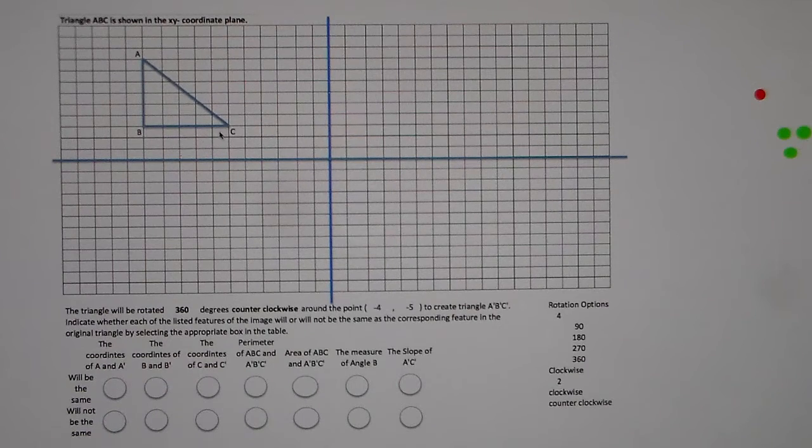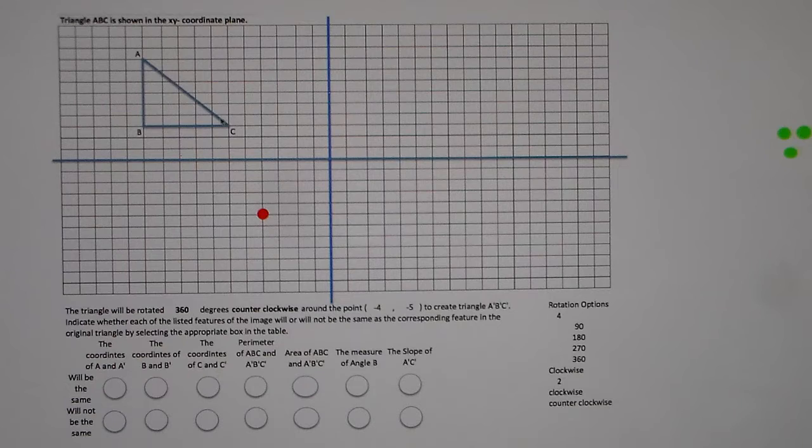So we're going to take this triangle, we're going to rotate it 360 degrees. We're going to rotate it around the point -4, -5. So -4, -5 is -1, 2, 3, 4, and then down 5. 1, 2, 3, 4, 5. So that red point is the center of rotation.